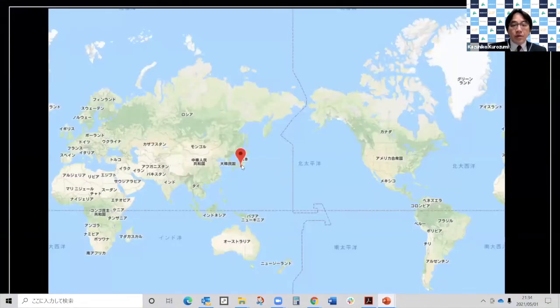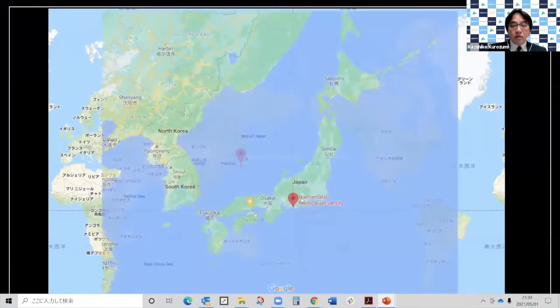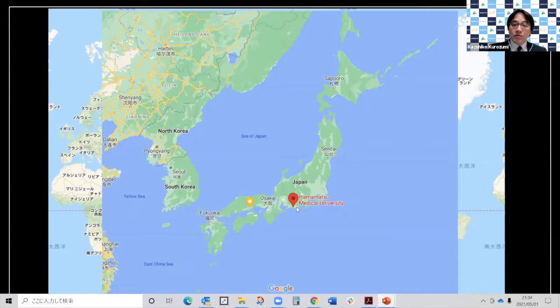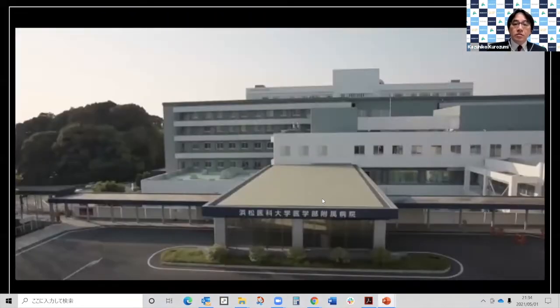Here is Japan. Hamamatsu is here in Shizuoka Prefecture, next to Nagoya, next to Yokohama. And my hometown is Okayama City. This is next to Hiroshima and Hyogo. I moved to Hamamatsu last year. This is Hamamatsu Medical University here.